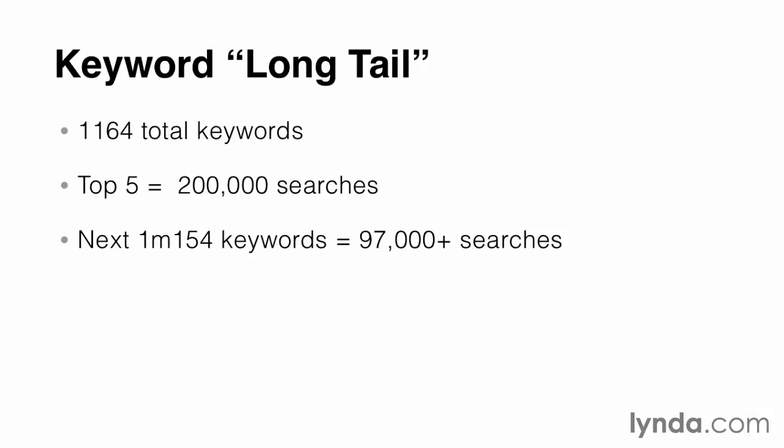This is the long tail. Out of 1,100 or more keywords that have Napa Valley in them, the top 5 words have over 200,000 searches in that time frame. The next 1,100 keywords have 97,000 searches. Now, this should tell us something, that the top 5 words are in the highest demand. The next 1,000 words get about half as many searches.